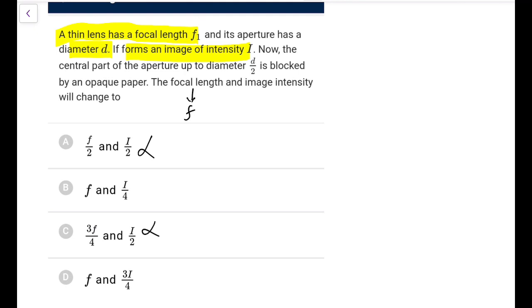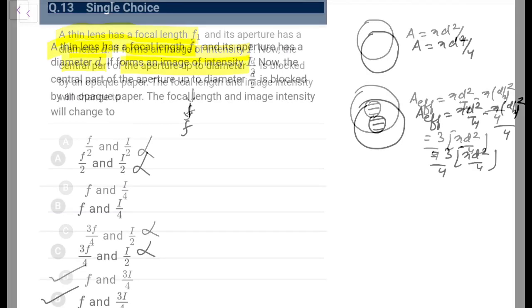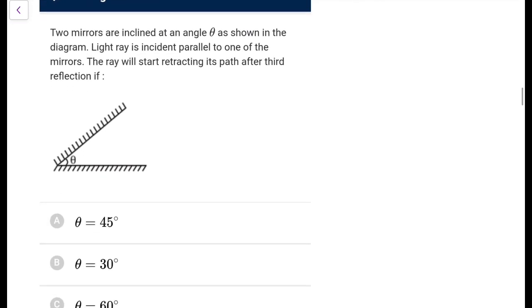So we are rejecting two options. And what happens to the intensity? Previously this was the complete aperture, so area was pi d square by 4. Now till d by 2 it is blocked. So now the effective area would be pi d square by 4 minus pi (d by 2) whole square by 4. If you solve it, it would be 3 times pi d square by 4 by 4. So 3/4 area is effective, so the intensity will also become 3/4 because the intensity is proportional to that particular area. Always remember this is a very standard question. Whenever you block a part of the lens, the focal length won't change and the intensity will change as per the effective area.